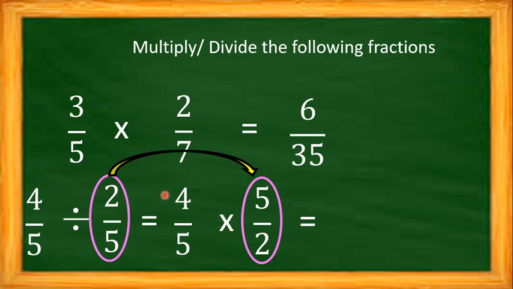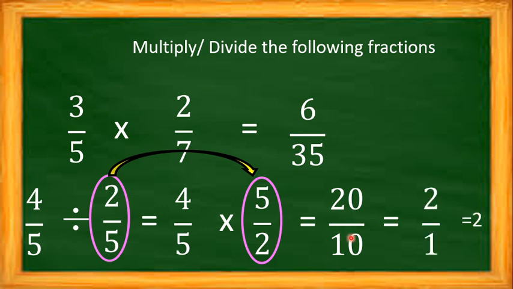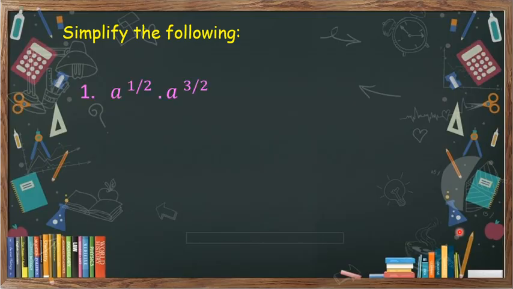So we get 4 times 5, the answer is 20. 5 times 2, the answer is 10. Or you can simply divide 20 by 10 because 20 is divisible by 10, and we get 2. Now, let's apply those concepts of fractions in simplifying the rational expressions or rational exponential form.